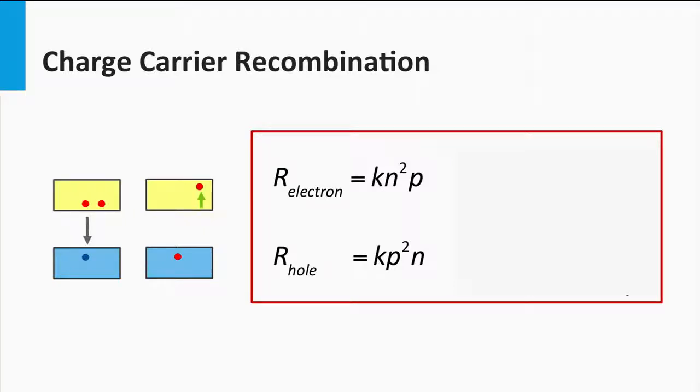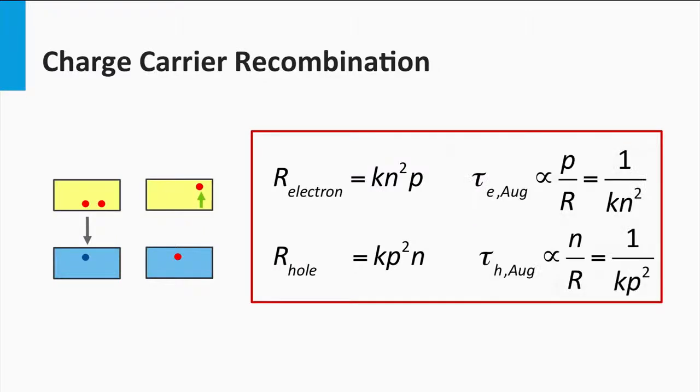As the recombination process is a three-particle process, the Auger recombination rate, expressed in R, is strongly dependent on the charge carrier densities. N is the density of electrons and P is the density of holes. The R electron is dominant when the electrons are the majority charge carriers, whereas R hole is dominant when the holes are the majority charge carriers.